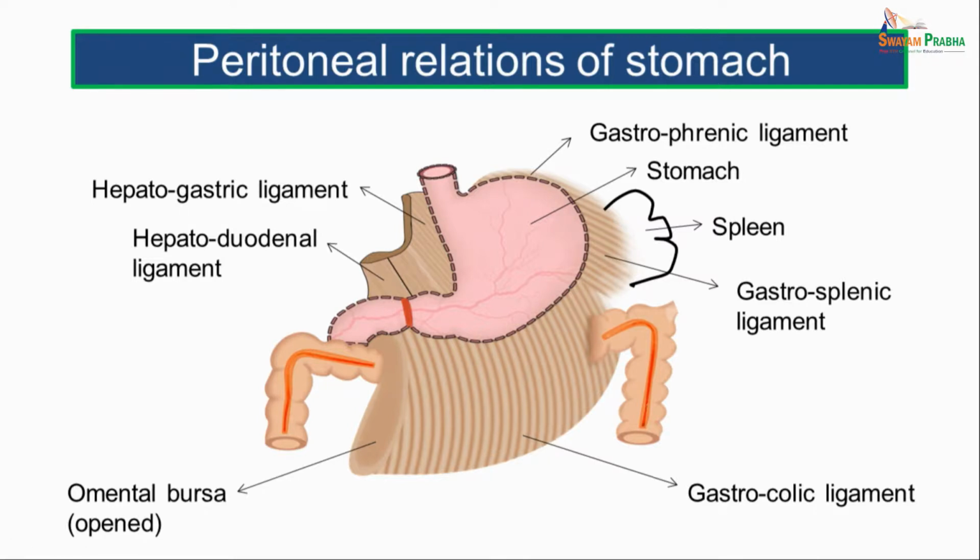Thus, we see that peritoneal relations of the stomach include the lesser omentum along the lesser curvature, the gastrophrenic ligament, the gastrosplenic ligament, and the gastrocolic or the greater omentum along the greater curvature. This greater omentum is having a lot of fat deposits in it and also plays a major role in preventing the spread of infection from the intestinal coils. Thus, it is also called as the police guard of the abdomen.